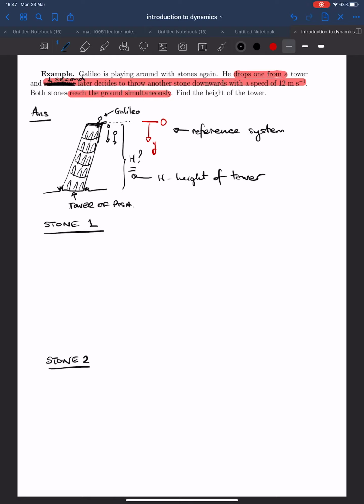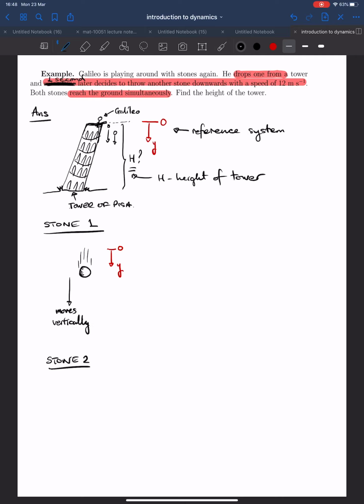Okay, so let's have a look at the first stone. Now what you'll see is I might skip some steps. This is stone 1. It's falling vertically downward due to the action, as we know. Keep this in mind. The origin is at the top of the tower where Galileo is releasing the stone. The stone's moving vertically downwards.